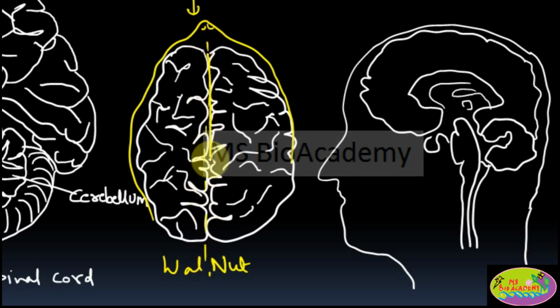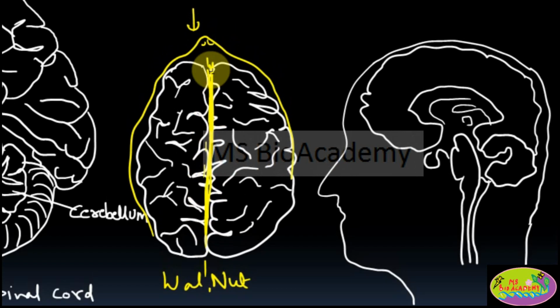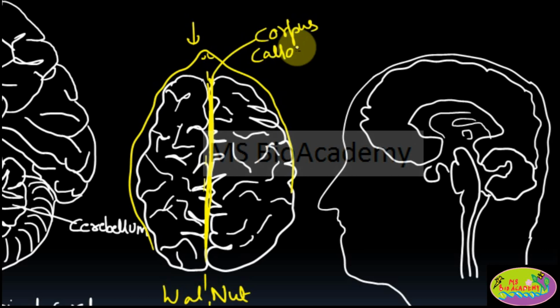These 2 halves are connected in between by a tissue known as the corpus callosum. This tissue is basically involved in connecting the left half with the right half.